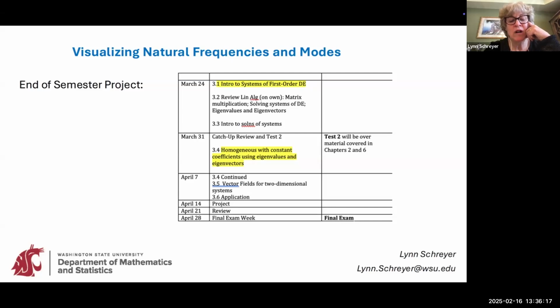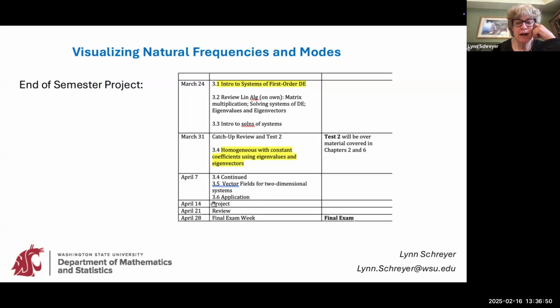And I do not cover non-homogeneous systems of differential equations. I figure that if they understand how to solve a single second order non-homogeneous differential equation, it wouldn't take much to get the idea of how to find analytical solutions for non-homogeneous systems. So we get to the point where we're studying homogeneous systems with constant coefficients, solving them with eigenvalues and eigenvectors, and then vector fields for two-dimensional systems.